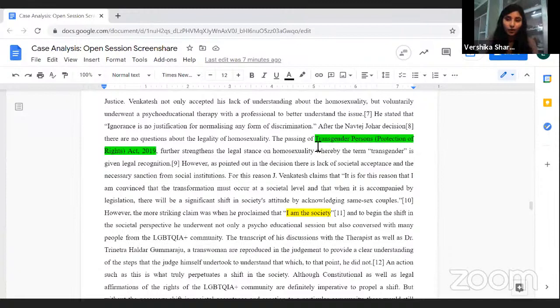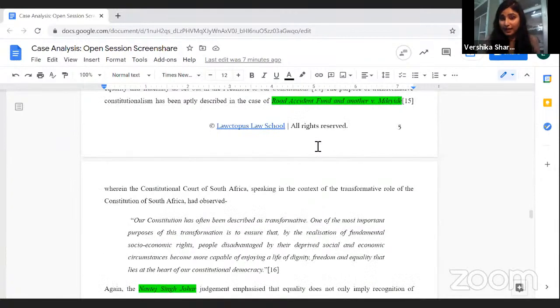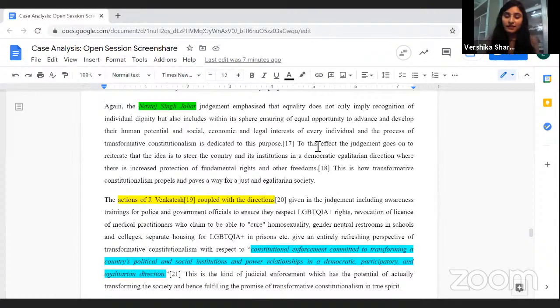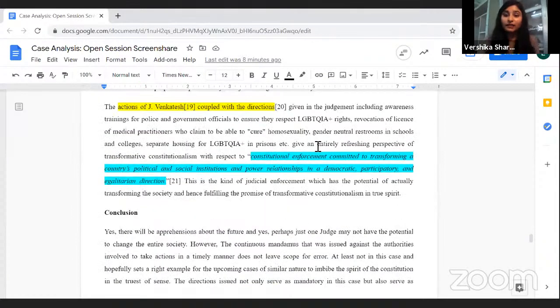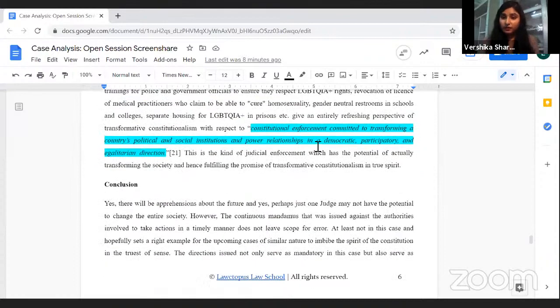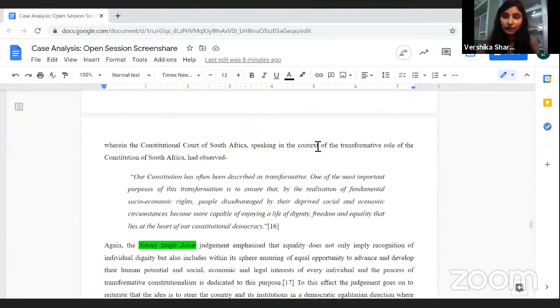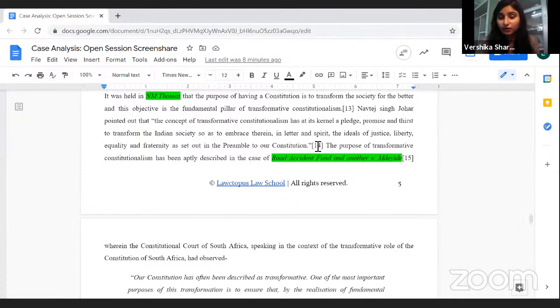So then there is something wrong, right? The actual transformation, which is the intent of transformative constitutionalism, is not happening. That's what I talk about in this particular analysis. And you will see that most of the parts of this entire analysis are not really from the judgment, but from other pieces of academic writing, because I need to understand what has been said on transformative constitutionalism to relate it to what has been done in this particular judgment.